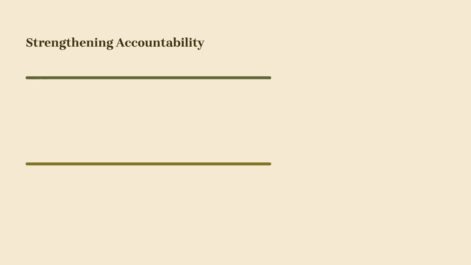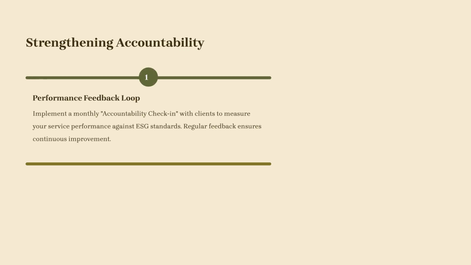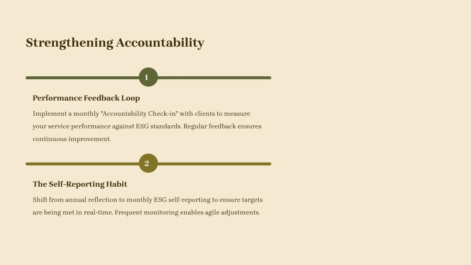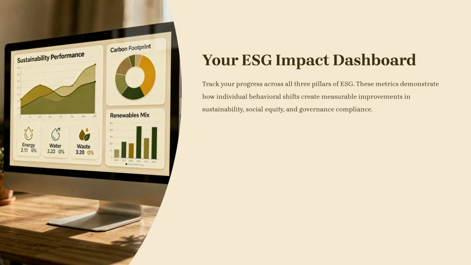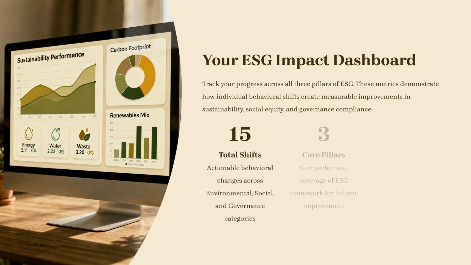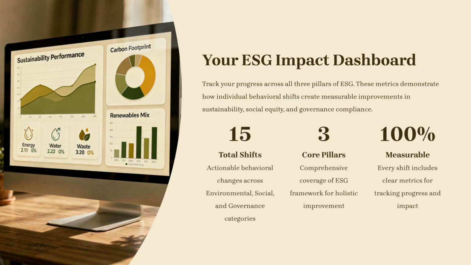Strengthening accountability involves a performance feedback loop for monthly check-ins against ESG standards and adopting the self-reporting habit for real-time monitoring. These practices ensure continuous improvement and agile adjustments. Your ESG Impact Dashboard summarizes your progress, showing total shifts, core pillars, and measurable impact.